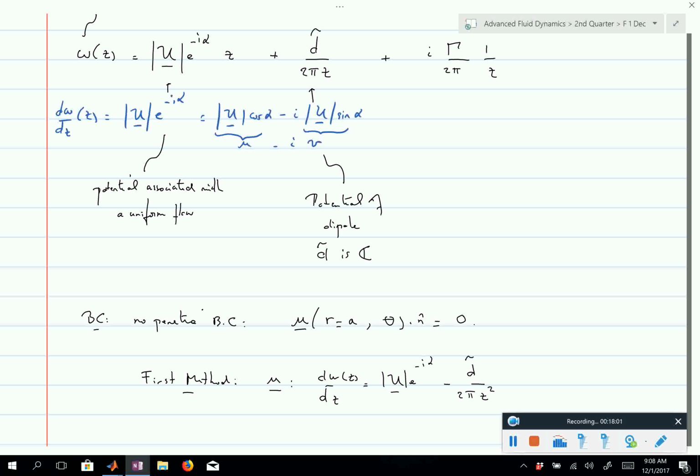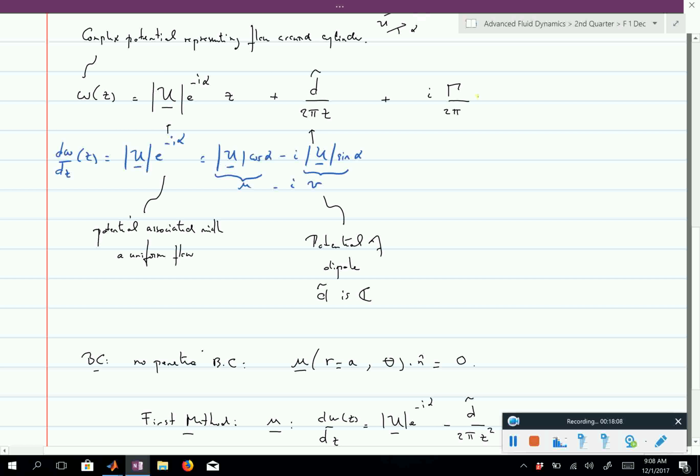Hold on, I made a mistake here. It was log, eh? You should have stopped me. It's i gamma. The potential is i gamma log of z. Who picked up on that and didn't tell me? Okay, you should have spoken up, eh?